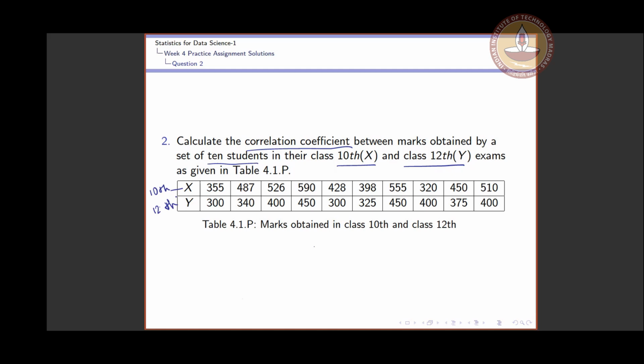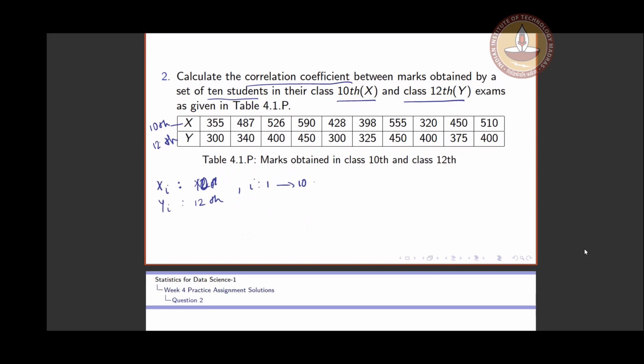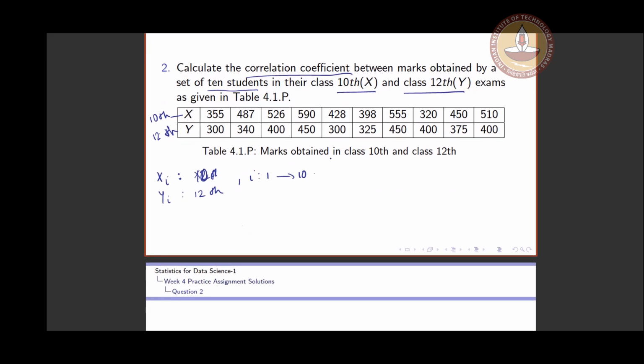So let us say Xi represents the marks obtained by students in class 10th and Yi represents the marks obtained by students in class 12th, where i is varying from 1 to 10. Now we have to find the correlation coefficient. So what is the formula for correlation coefficient?